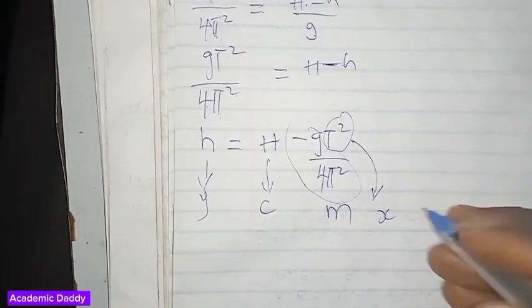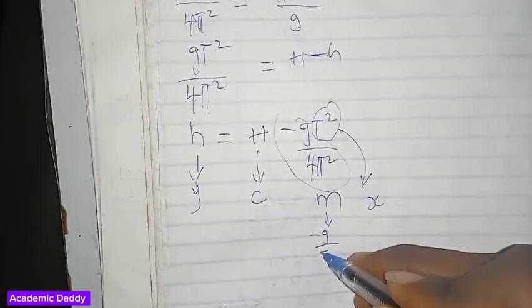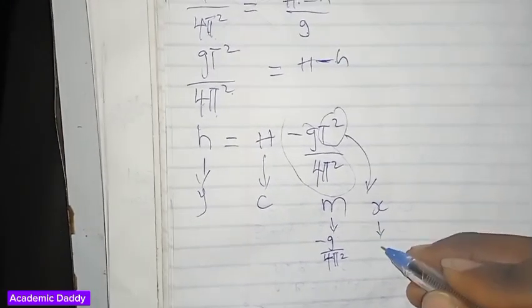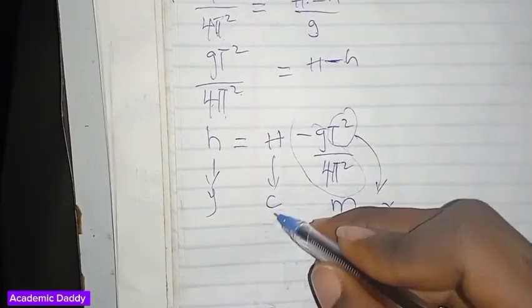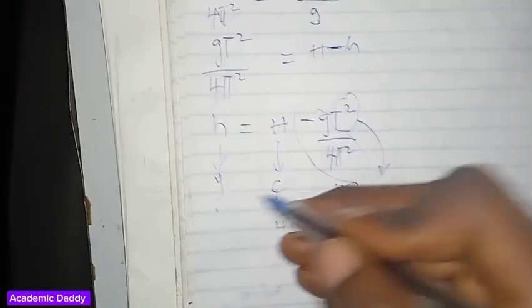Are you seeing it? Yes. So that means that my slope is minus g over 4 pi squared. My x is t squared. My intercept is h. My y-axis is small letter h. So if I want to solve anything here now, let's say I want to find my slope from this.